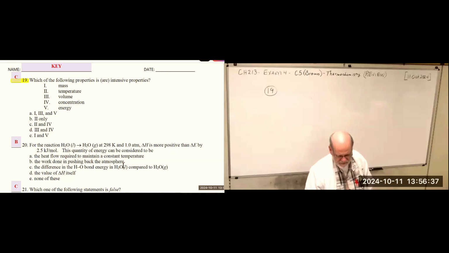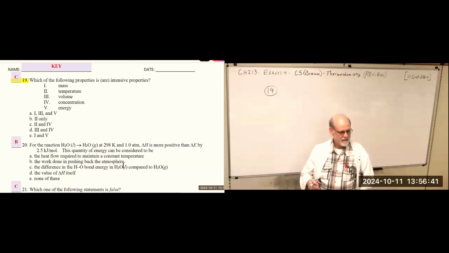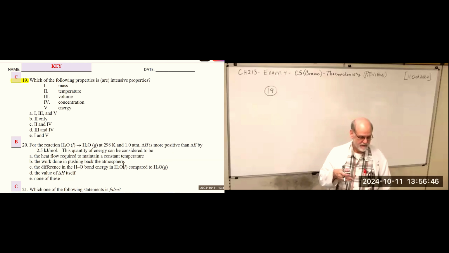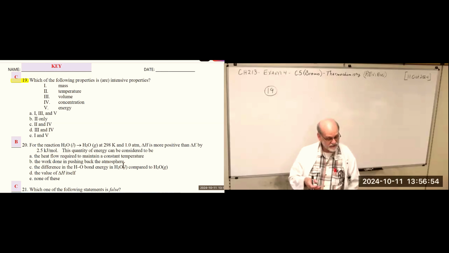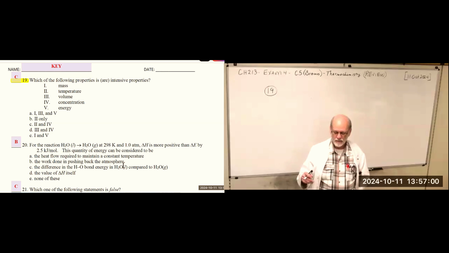Which of the following properties is or are intensive properties? Remember the difference between intensive and extensive properties. An extensive property changes its value with the amount of substance. So mass would be extensive. Temperature is uniform throughout, no matter how much of the substance you have. So temperature is intensive.